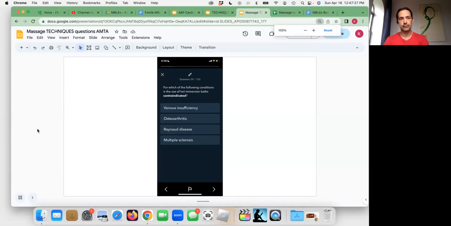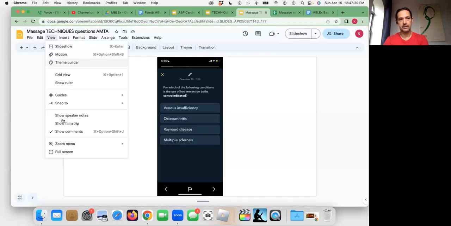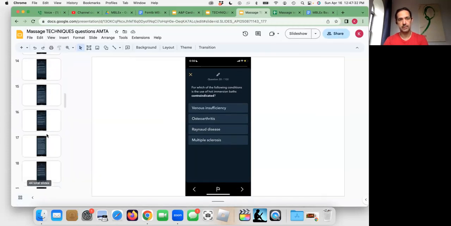Let me just see if I marked any of these as especially tricky. Sometimes I do that with color. No, I didn't do that. Okay, but we're almost done.